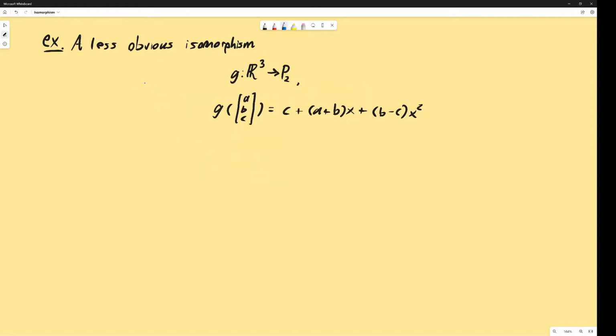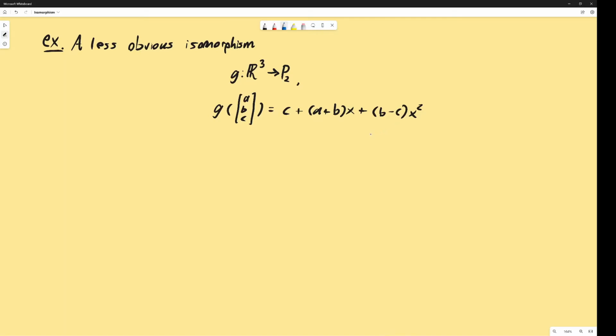Here's another, perhaps less obvious example of an isomorphism. So this is an isomorphism G that also goes from R3 to P2, and it has the following action. If I input a vector from R3, (A, B, C), the result that I get is C plus the quantity A plus B times X plus the quantity B minus C times X squared. So whatever A, B, and C multiply in our result are going to be each of the three directions or the 3 degrees of freedom within P2 that we have in order to span the entire codomain.